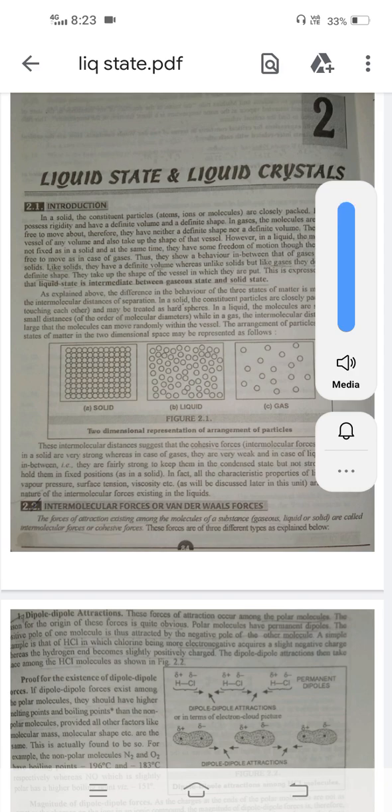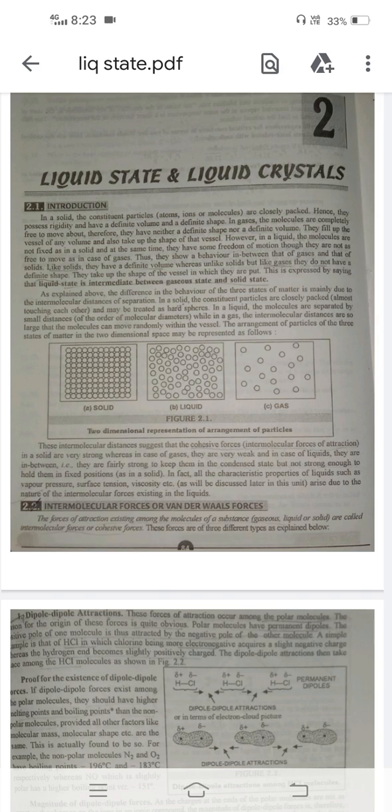In a solid, the constituent particles, atoms, ions, or molecules are closely packed. Hence, they possess rigidity and have a definite volume and a definite shape. In gases, the molecules are completely free to move about, therefore, they have neither a definite shape nor a definite volume. They fill up the whole vessel of any volume and also take up the shape of that vessel.